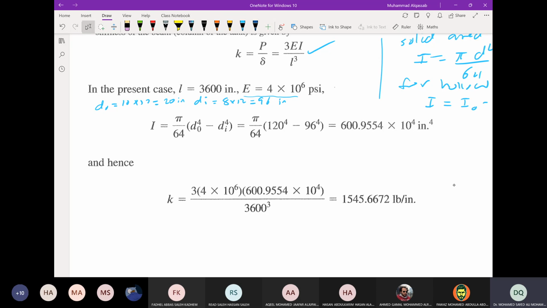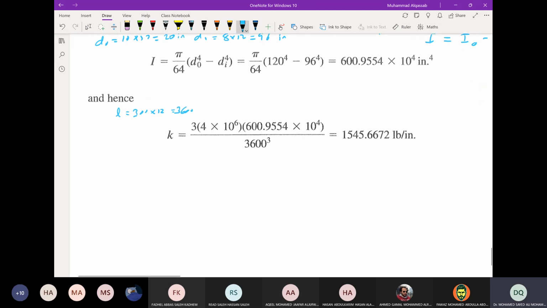K equals 3 times E, which is 3 times 4 times 10 to the power 6, times I, which is 600.9554 times 10 to the power 4, divided by L cubed. L was 300 feet multiplied by 12, which is 3,600 inch. So dividing by 3,600 to the power 3, we get K equal to 1,545.16 pound per inch.